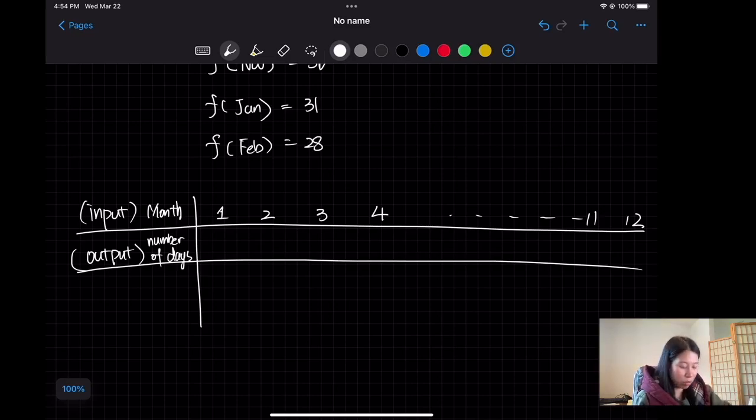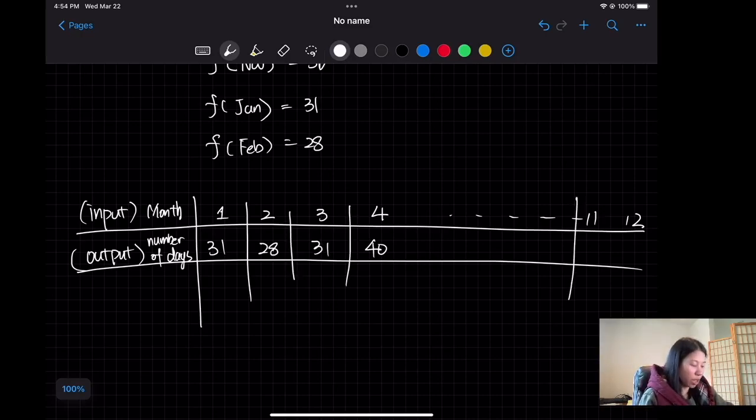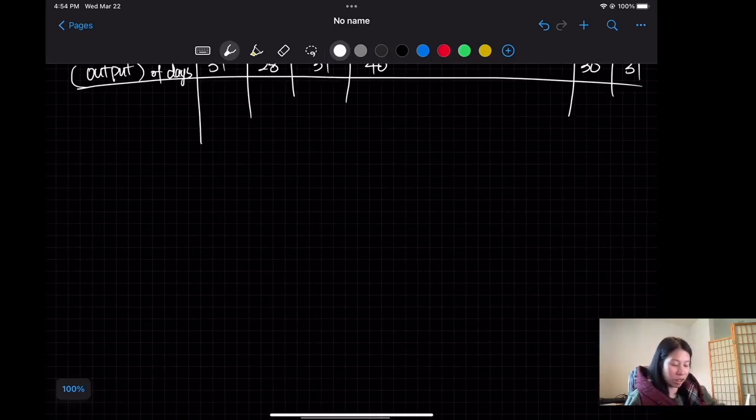For example, in January, we have 31 days, then 28 days, and 31 days, 40 days. When it comes to November, we have 13 days. December, we have 31 days. So here is a function. Sometimes they will write it in a column, where they give you an input and output. So the input could be 2, 5, 8, and the output would be 1, 3, 6. What does that mean? That means f of 2 equals 1.